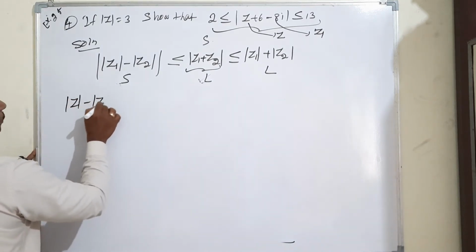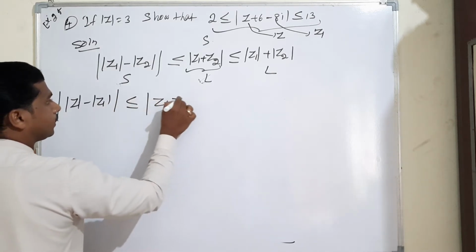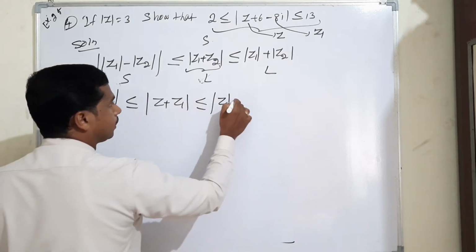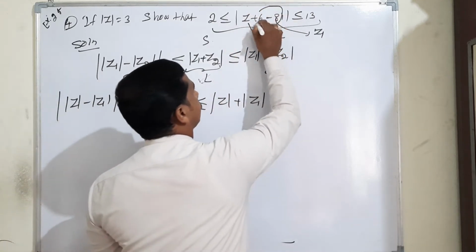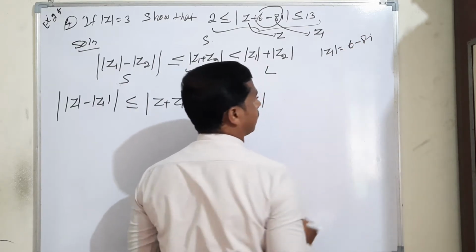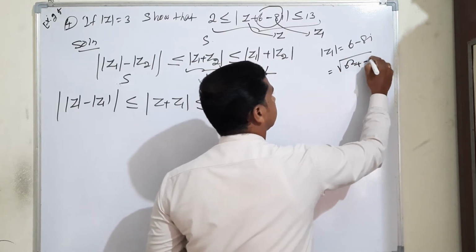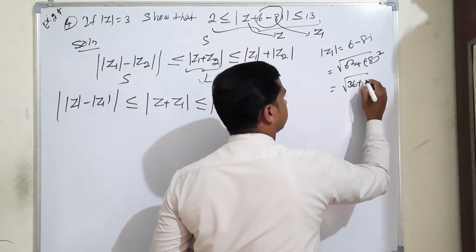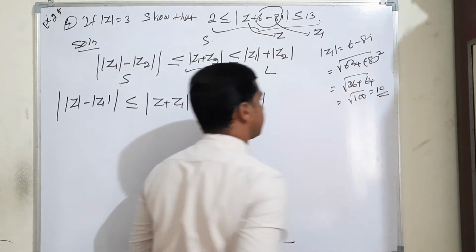Modulus of z minus z1 is less than modulus z plus z1, which is again less than modulus z plus modulus z1. What is the value? Consider z1 is 6 minus 8i. If you remove the modulus, what will happen? Square root of 6 square plus minus 8 the whole square. So 6 square means 36, minus 8 the whole square means 64. So the value will be 100, and the answer is 10, isn't it?